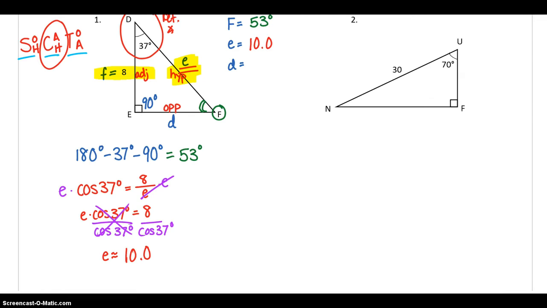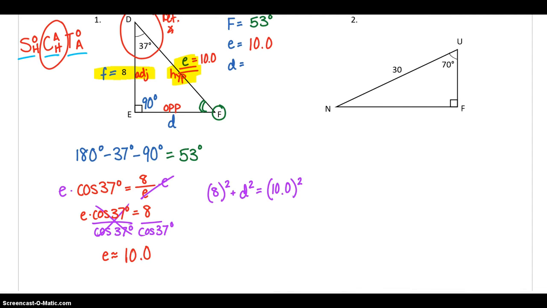And now the last piece is to solve for side D, but since now I know two of my sides, I can just use Pythagorean Theorem. Alright, I know that F is equal to 8, and I know that E is equal to 10.0. That's what I just figured out. So to solve for side D, I'm going to use Pythagorean Theorem. So I've got a leg, which is 8 squared, plus, remember, D is another leg, so that's plus D squared, needs to equal my hypotenuse squared, which is the side that I just found.